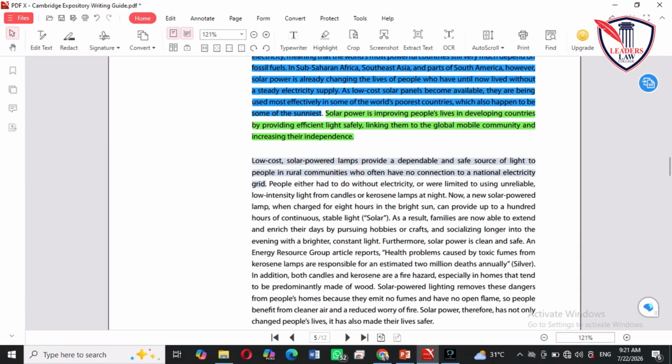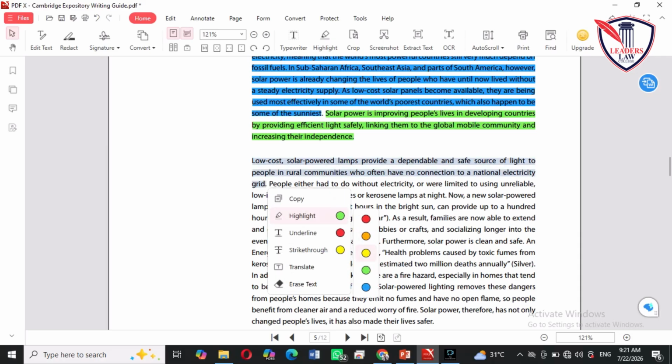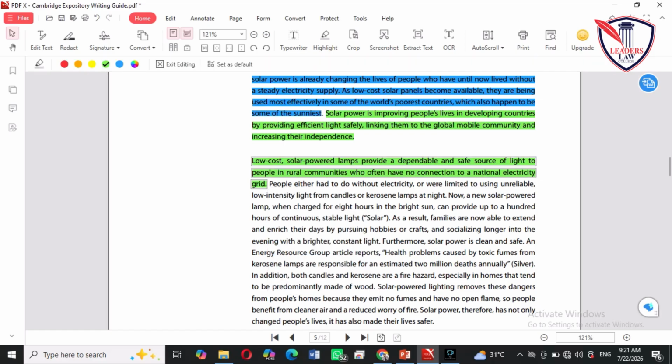So you see, the first point from the thesis statement is discussed here in the first paragraph. This is the opening sentence of the first paragraph, and the writer has opened it very clearly by stating that safe light is important, and in rural communities where you don't have access to the national electricity grid, it is the best source of energy.